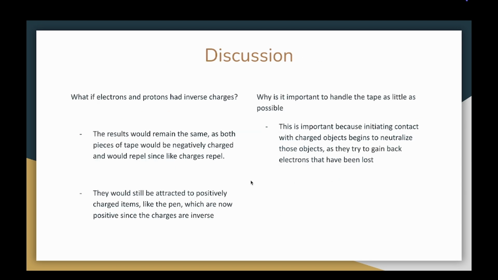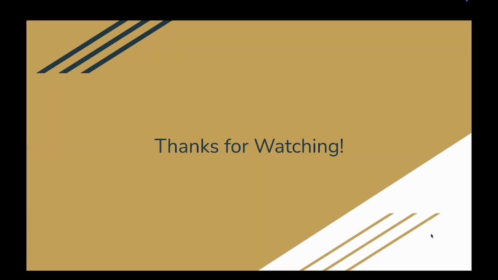So, a quick discussion. What if electrons and protons had inverse charges? Well, the results would remain the exact same, as both pieces of tape would be negatively charged and would repel since like charges repel. They would still be attracted to positively charged items like the pen, which is now positive since charges are inverse. And why is it important to handle the tape as little as possible? It is important because initiating contact with charged objects neutralizes those objects as they try to gain back the electrons they have lost.